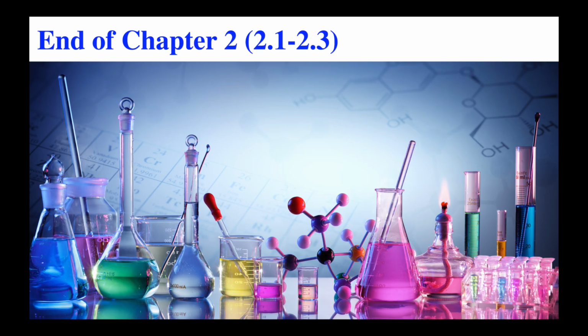Okay, that's it for Chapter 2. I hope you enjoyed this kind of quick overview of some of the properties of chemistry. Hopefully you've got a better idea about how the periodic table is organized. Some of the names are kind of familiar to you.